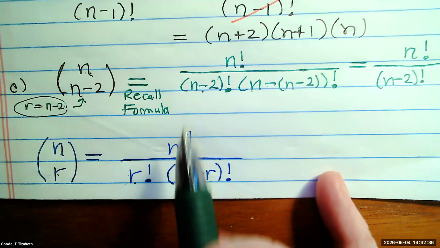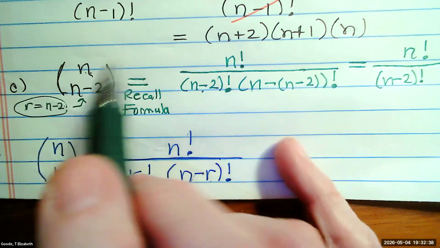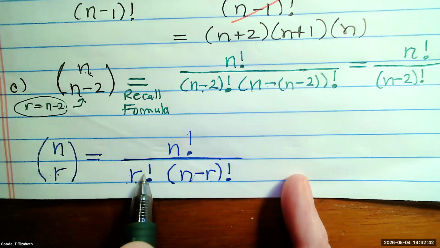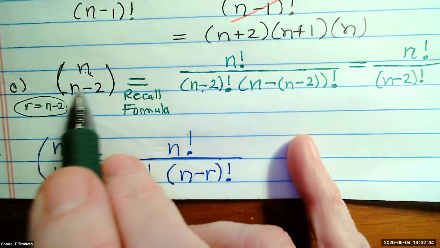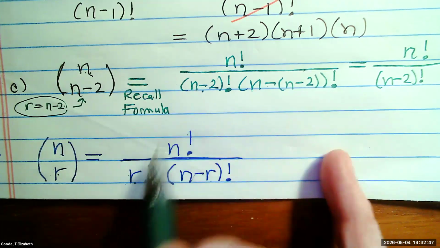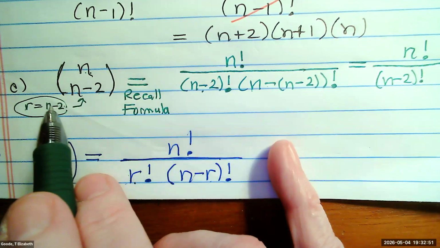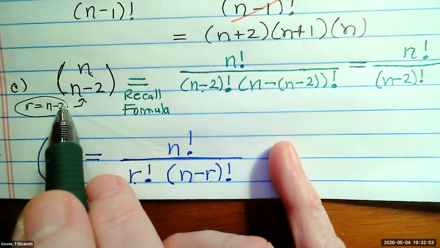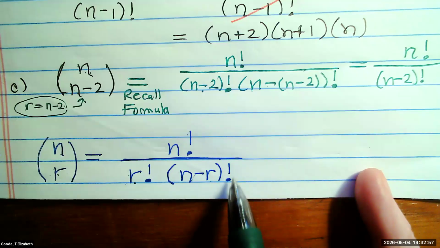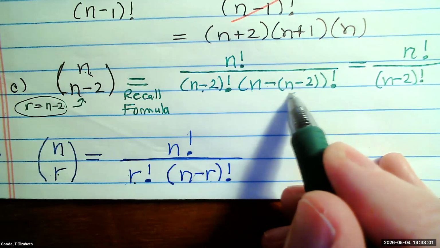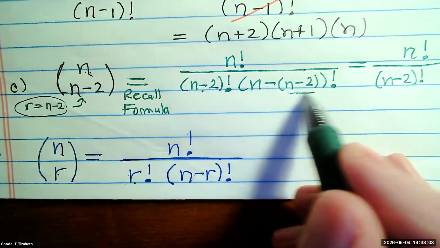So the formula says n factorial on top. On the bottom is r factorial. But this r is n minus 2. So instead of r factorial, it's n minus 2 factorial, because r is n minus 2. And then the n minus r quantity factorial, it's n minus, this is our r. So how do we simplify that?